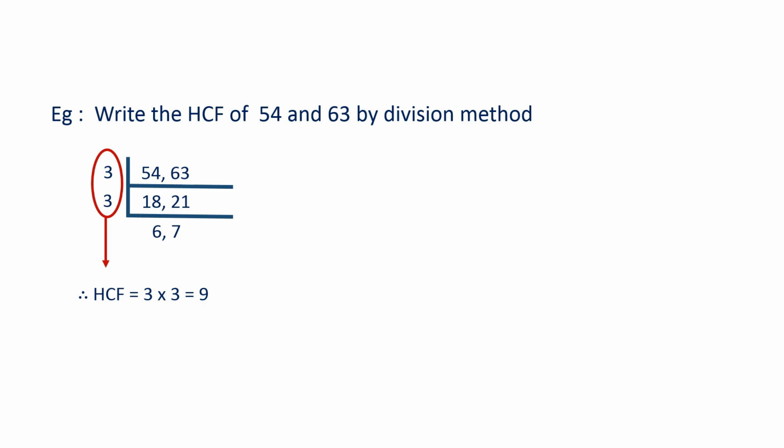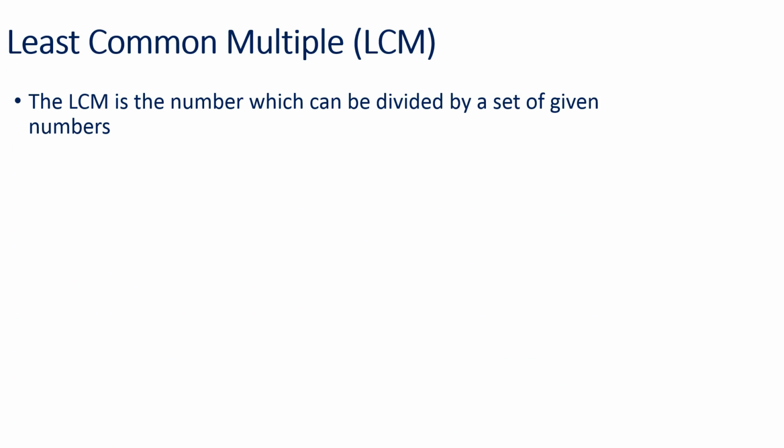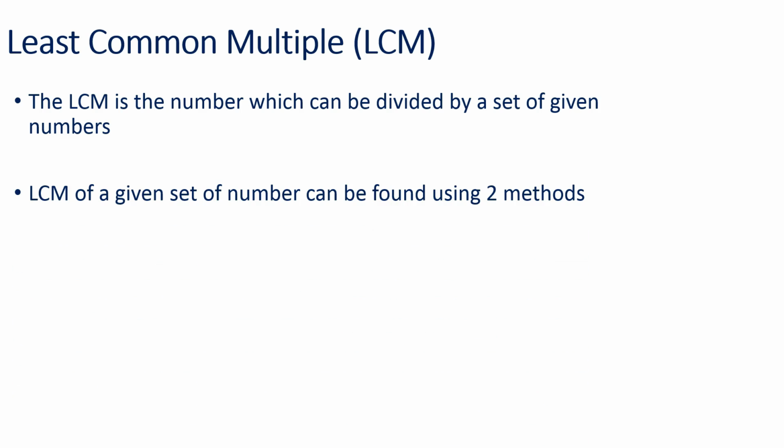Now let us see what is LCM, or the least common multiple. The LCM is the number which can be divided by a set of given numbers. That is, when a set of numbers are given, you have to find a number which is divisible by all the given numbers. So this particular number is called the least common multiple. The least common multiple, or the LCM, can be found in two methods. The first method is by the prime factors and the second method is the division method. So let us look into these two methods separately with some examples.